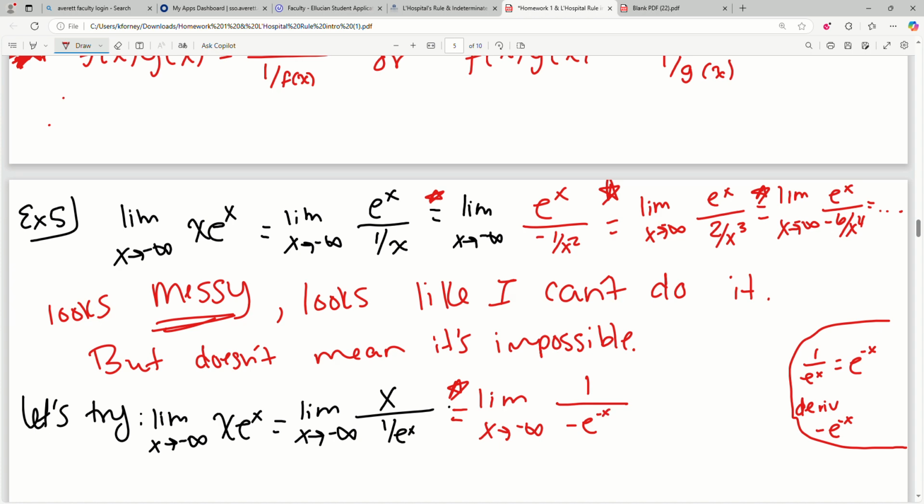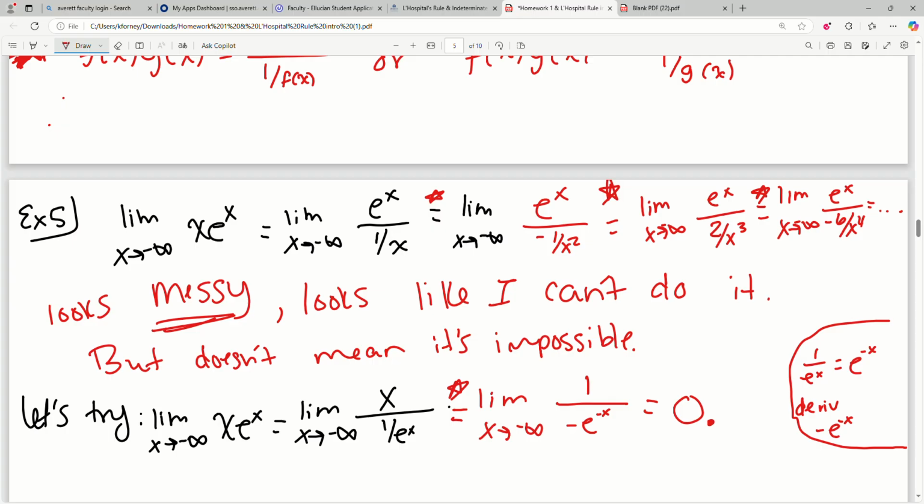Okay, so now, what's going to happen in the denominator here if I was to take the limit? As x approaches infinity, what's going to happen to the denominator? And so 1 over a bigger number is 0. So the limit is 0.